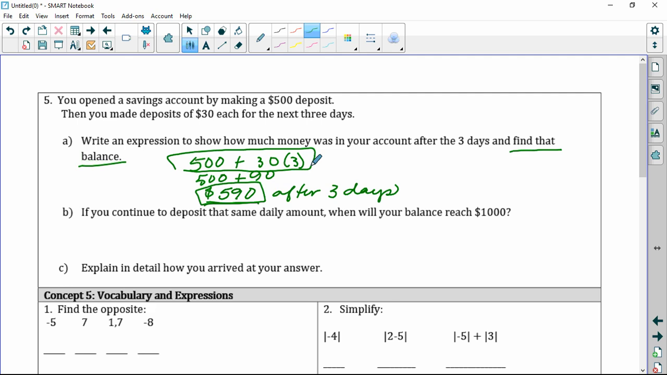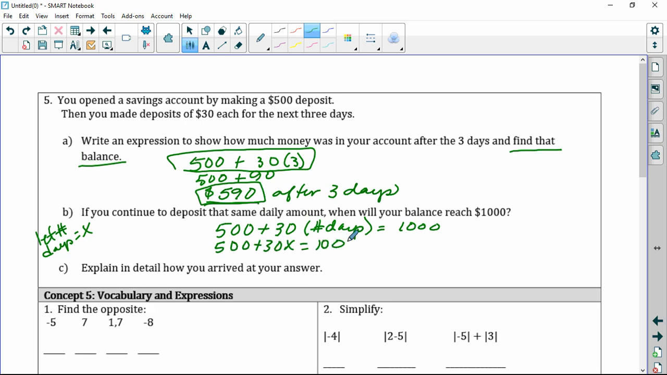If you continue to deposit the same daily amount, when will your balance reach 1,000? Well, I know I want my ending balance to be 1,000. I can do it piece by piece. Just show me your work. But I would say it's 500 plus $30 times number of days equals 1,000. So I'm going to let number of days equal x. So 500 plus 30x equals 1,000.